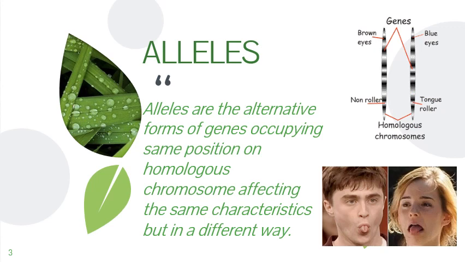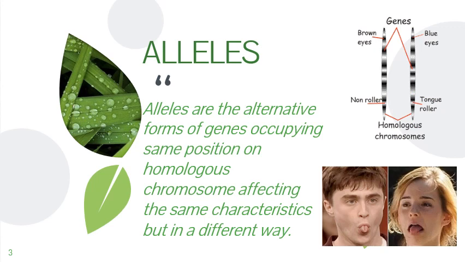A dominant gene is denoted by a capital letter in genetics, for example capital R for the character tongue rolling, and the recessive is denoted by a small letter for non-rolling. Now let's talk about this example of tongue rolling, which is a character. And there are two traits we have here. One is dominant and the other is recessive.